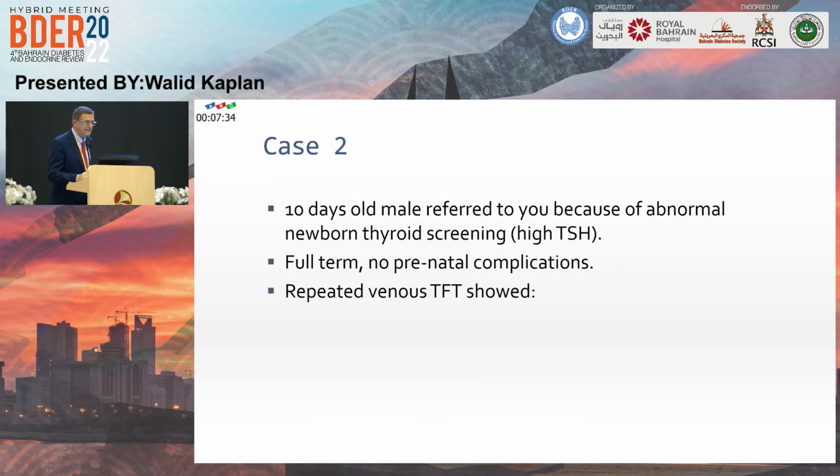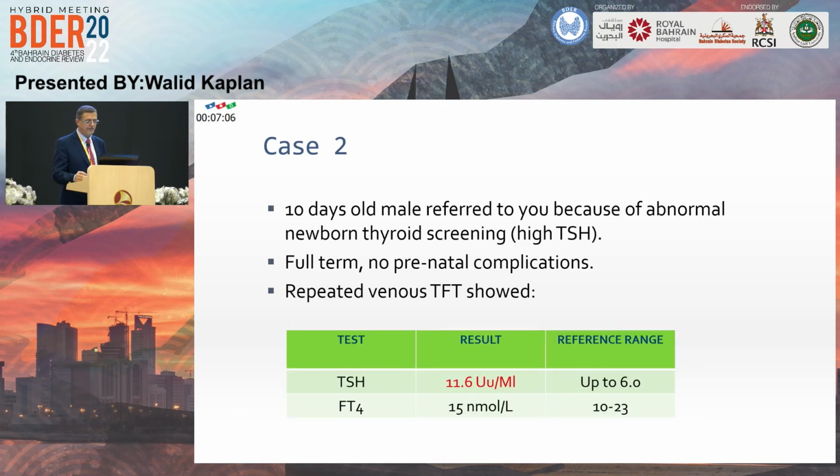Case number 2 is a 10-days-old male referred to your clinic if you're pediatricians because of abnormal newborn screening for the thyroid. It's a full term, no prenatal complications. And of course, once you have those patients with the abnormal newborn screening, I mean a heel prick sample, you need to repeat that by doing venous sample to confirm the abnormality. So you did that in your clinic, you did it venous, and your thyroid function test showed a TSH of 11.6. Normal is up to 6, so this is clearly elevated. And a free T4 is normal of 15.